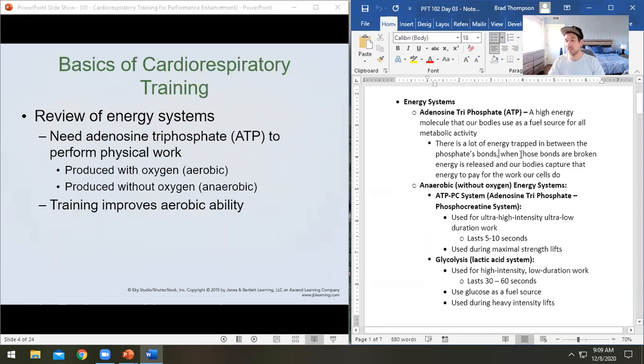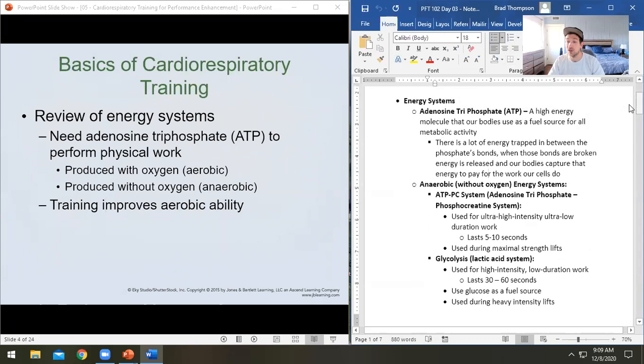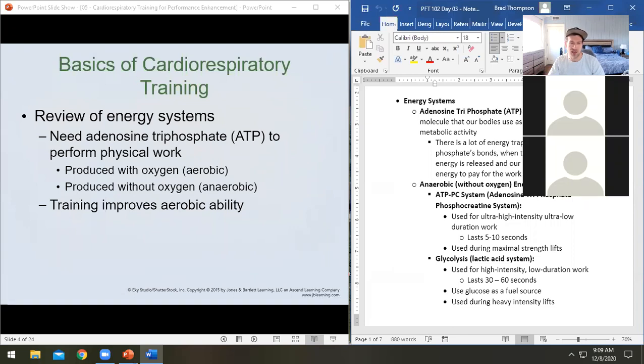So that is how ATP works. There's a lot of energy trapped in between the phosphate bonds. When those bonds are broken, energy is released, and our bodies capture that energy to pay for the work that our cells do. So all of your cells need to pay for their ability to do work with ATP. So any questions or comments on that? Is that pretty clear to everybody? Are we feeling good about that?